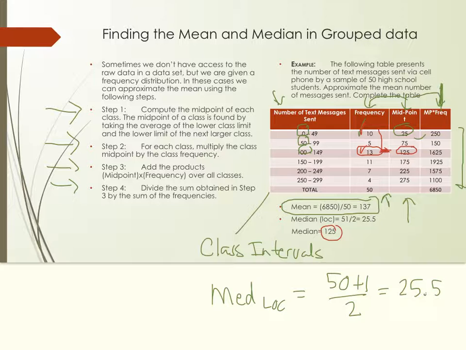So that's how we work with grouped data. And in this case, guess what? The mean is larger than the median, so in some sense we have kind of a skewed right distribution for our frequency. Well, that concludes chapter 3.1.